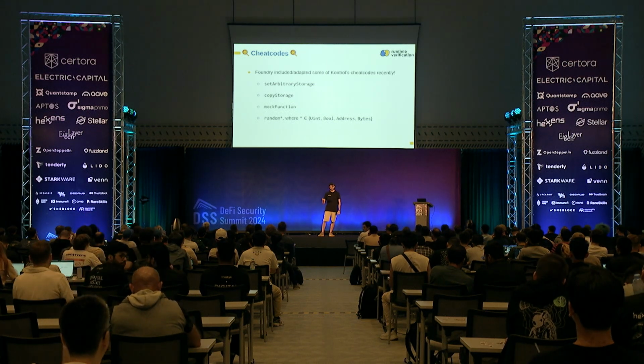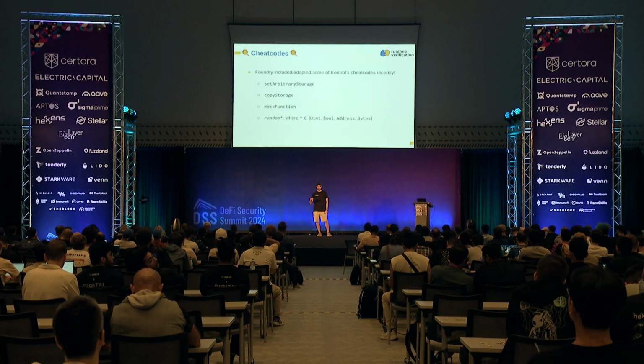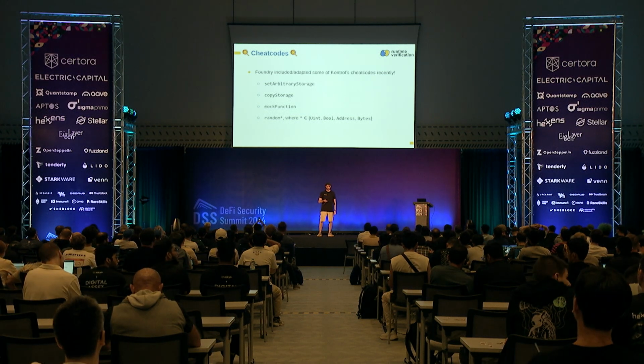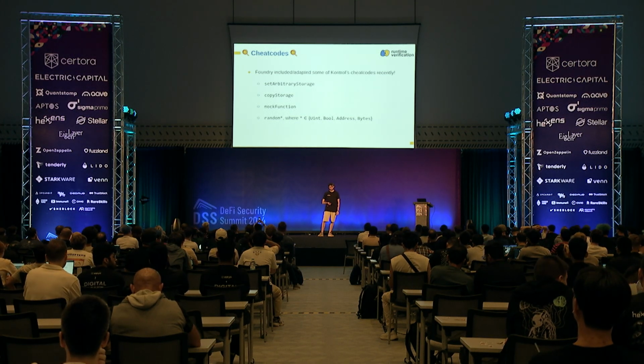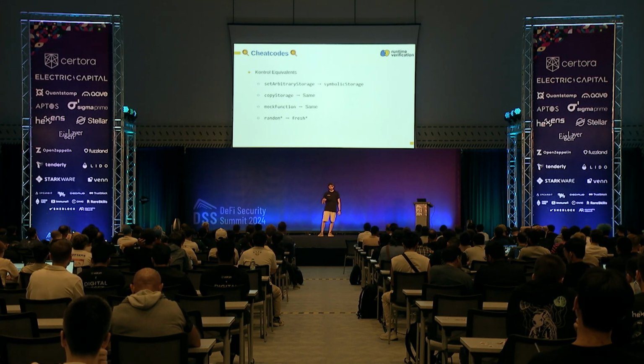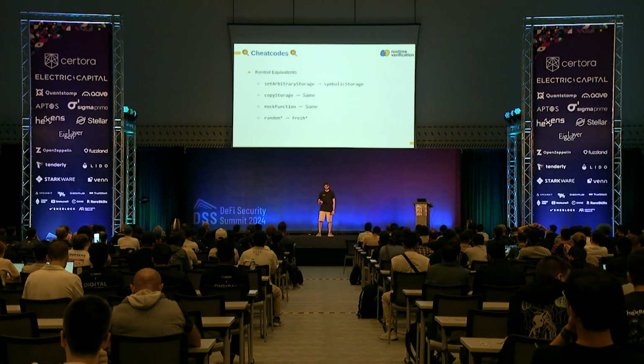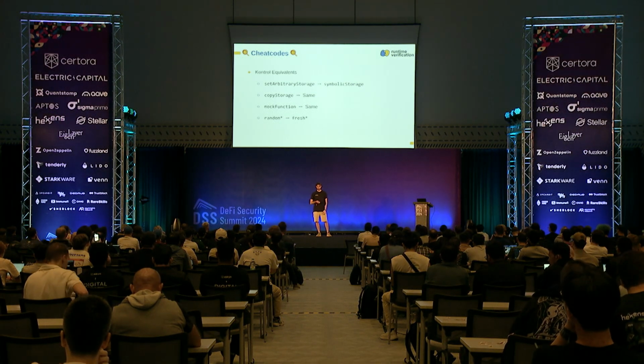In particular, these are the new cheat codes that were control inspired: set arbitrary storage, copy storage, mock function, and then random uint, bool, address and bytes. The control equivalent is not exactly the same cheat code in the sense of the naming, but what it does is sort of equivalent, brought to the realm of fuzzing.